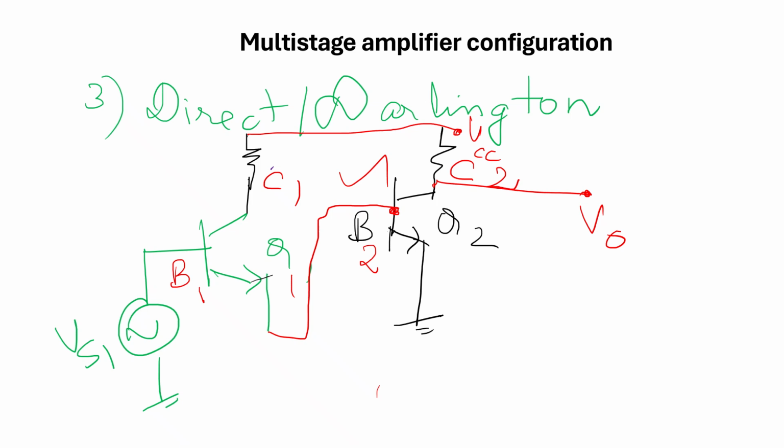Directly without using any additional elements, we could take the emitter terminal and directly connect it to the base, called Darlington connection, or the collector terminal is taken and directly connected to the base, called direct kind of coupling.